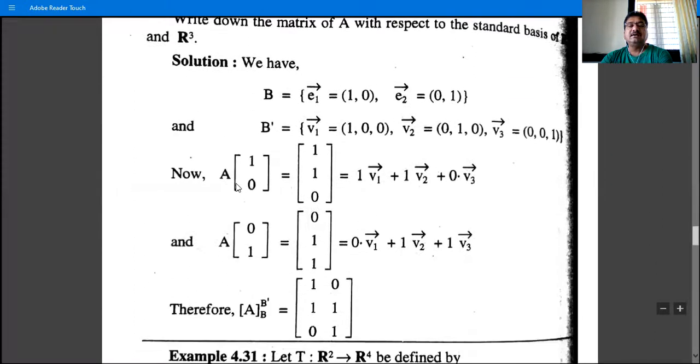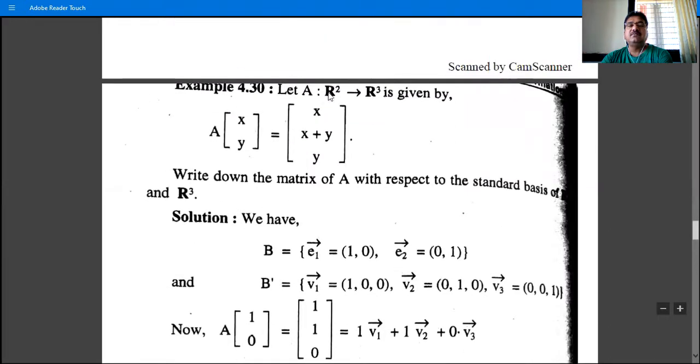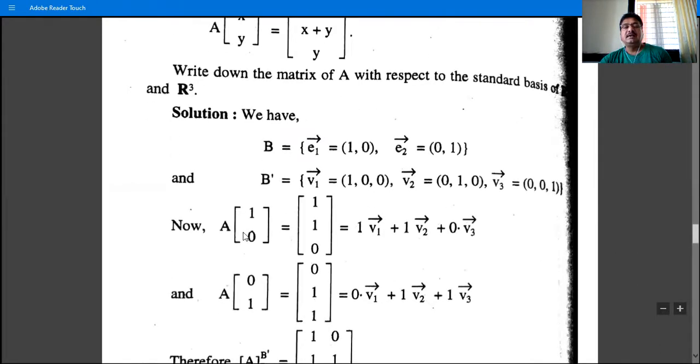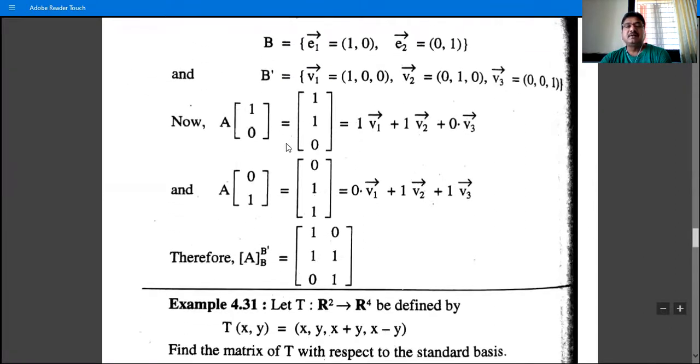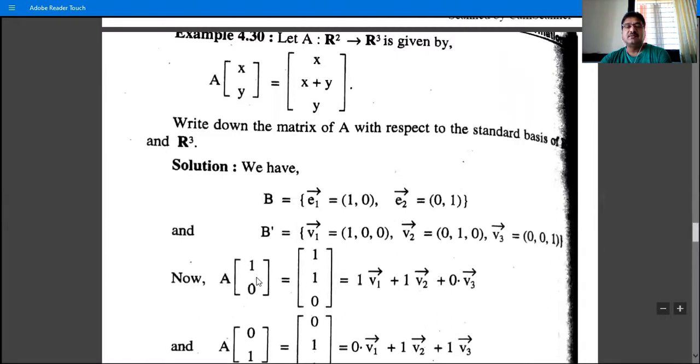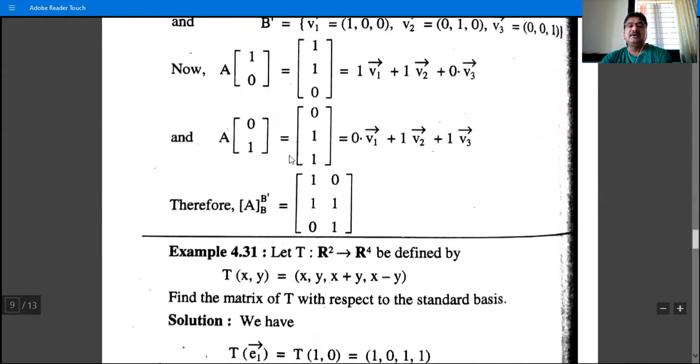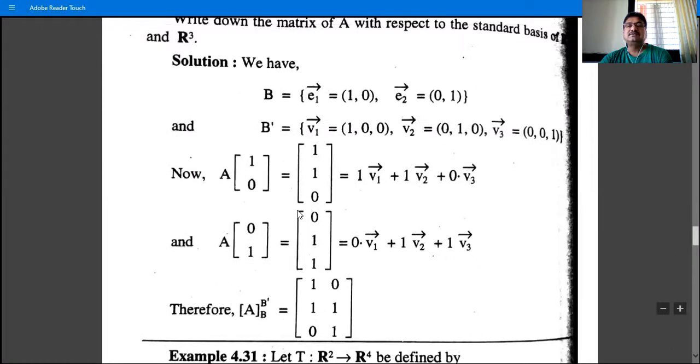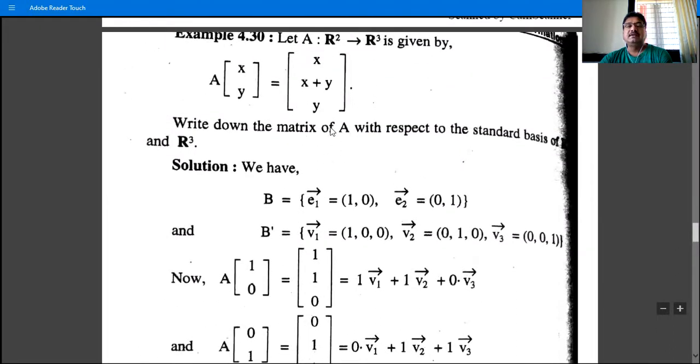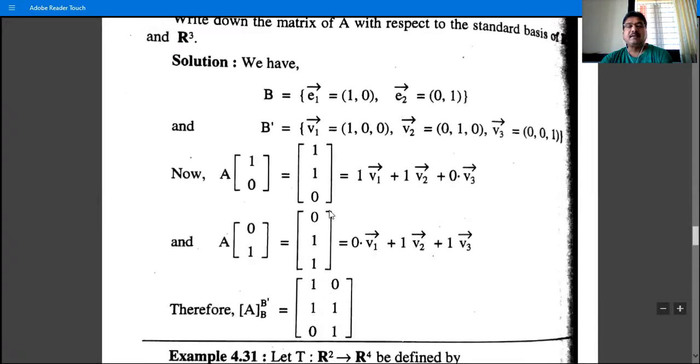So we find A of (1, 0) for R square. Its basis is e1 = (1, 0), e2 = (0, 1), the standard basis for R2. Then write A of (1, 0), that is A of e1, using this definition: substitute x as 1 and y as 0. And A of (0, 1), that is A of e2, is this. And so write these as the two columns.